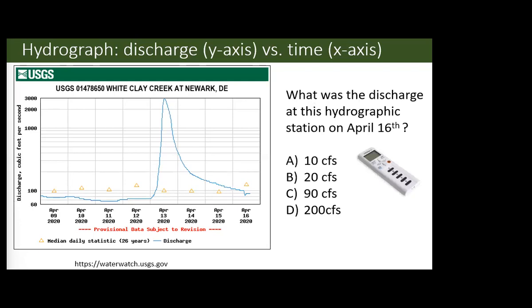let's see if we can read this properly. So we have our discharge in cubic feet per second on our y-axis, our time on our x-axis. So if we want to know the discharge at this specific station on April 16th, what was it relatively? And you can round to the nearest number. What was that? C, 90 cubic feet per second? That's right. And keep in mind, this is a logarithmic scale. So we're getting closer and closer. We're going up by increments of 10 on this y-axis. So very good, 90 cubic feet per second.